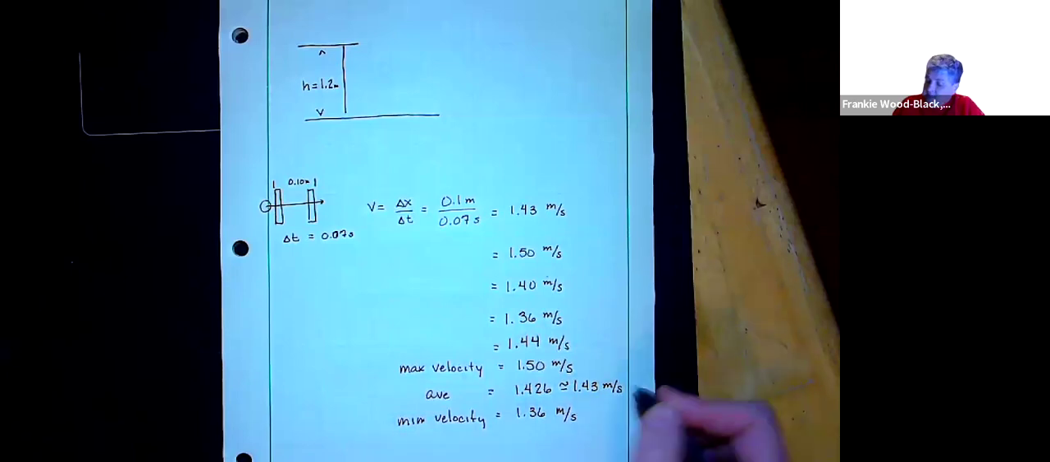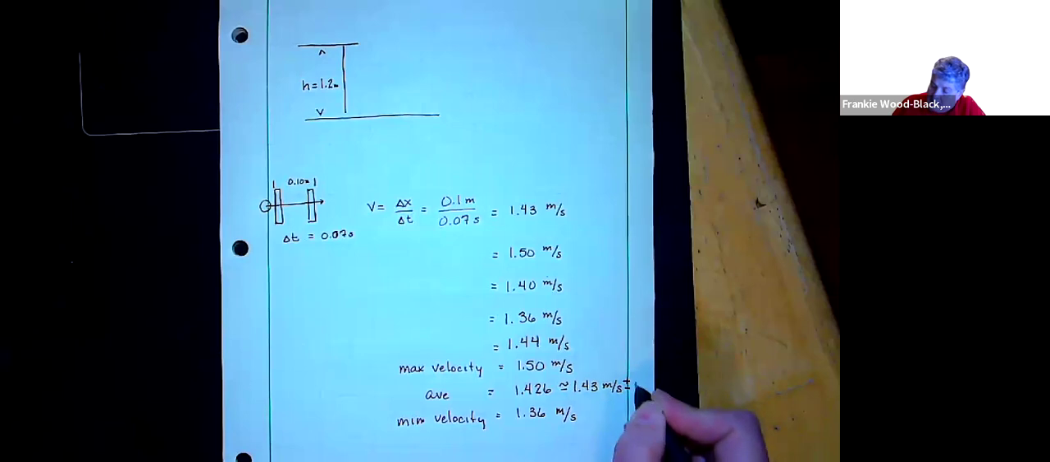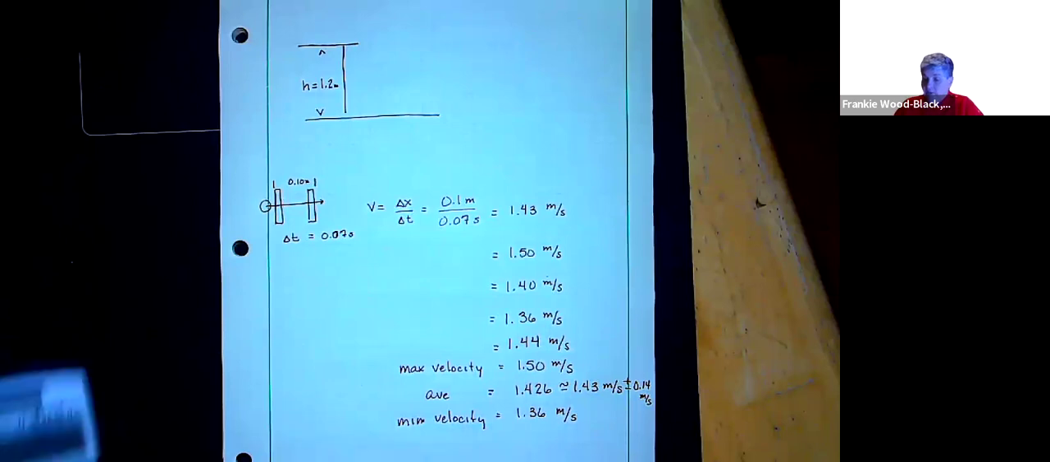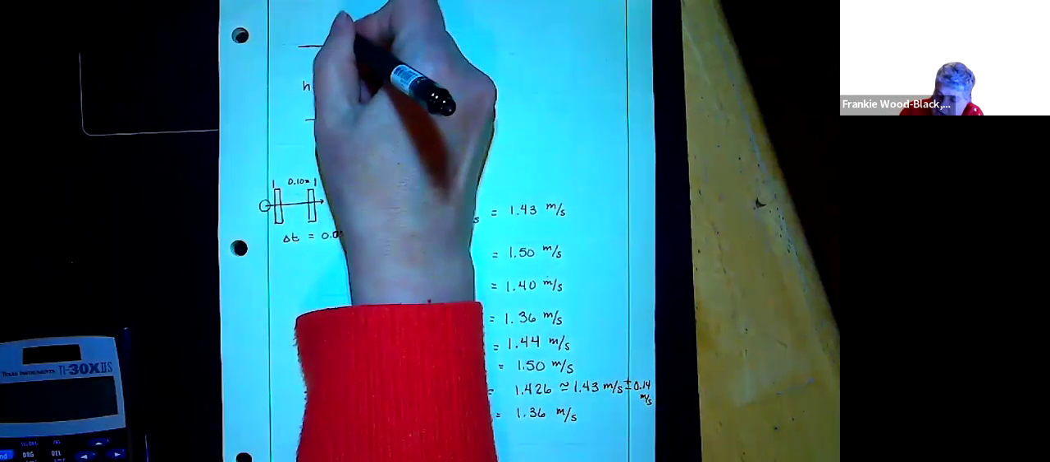So my velocity actually has an error. If I look at the difference between my 1.5 minus my 1.36, this actually has an error of plus or minus 0.14 meters per second. So I can actually start doing an error analysis. So that's kind of all well and good. So now we're going to look at our situation.